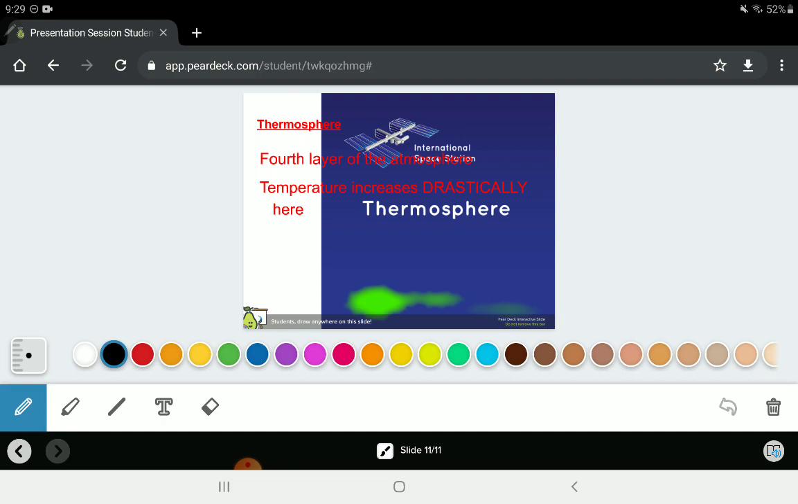Then our last layer, our fourth layer of the atmosphere, is the thermosphere. The thermosphere is extremely thick, but it's not dense at all. We're going to talk about the distinctions between each layer more tomorrow. But in this layer, the temperature actually increases extremely fast. We have a drastic increase in temperature, which is part of why it's called the thermosphere. Therm means heat, so the thermosphere is our heat layer.